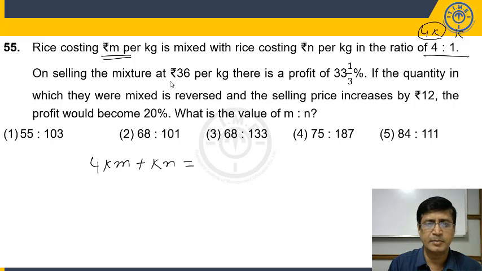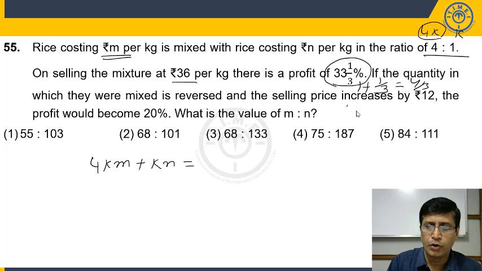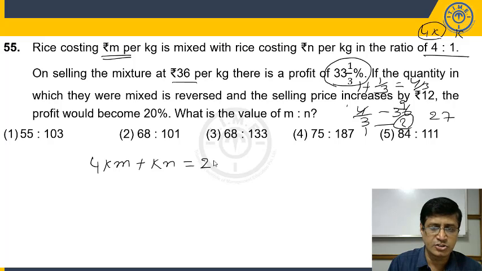Now on selling the mixture at 36, he gets a profit of 33 1 by 3%. 33 1 by 3% means 1/3 is the profit. So the original value is 1, and 1/3 is the profit, which means the selling price is equal to 4 by 3. The 4 by 3 value is equal to 36. What is the full value? 4 goes into 36 exactly 9 times. 9 into 3 is equal to 27. That is the cost price of the mixture.